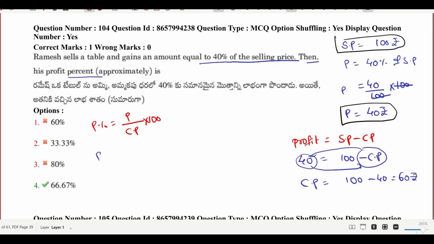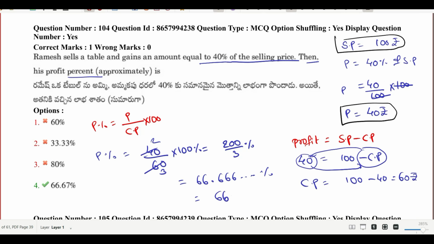Now we are going to find the profit percentage. Profit percentage means profit in terms of rupees, 40 by 60 into 100. This can be written as 200 by 3 percentage. If you convert into decimals, you will get 66.666 percentage. This can be written as 66.67 percentage. So you can go with the fourth option as the correct one in this case. Okay, now let us see the next question.